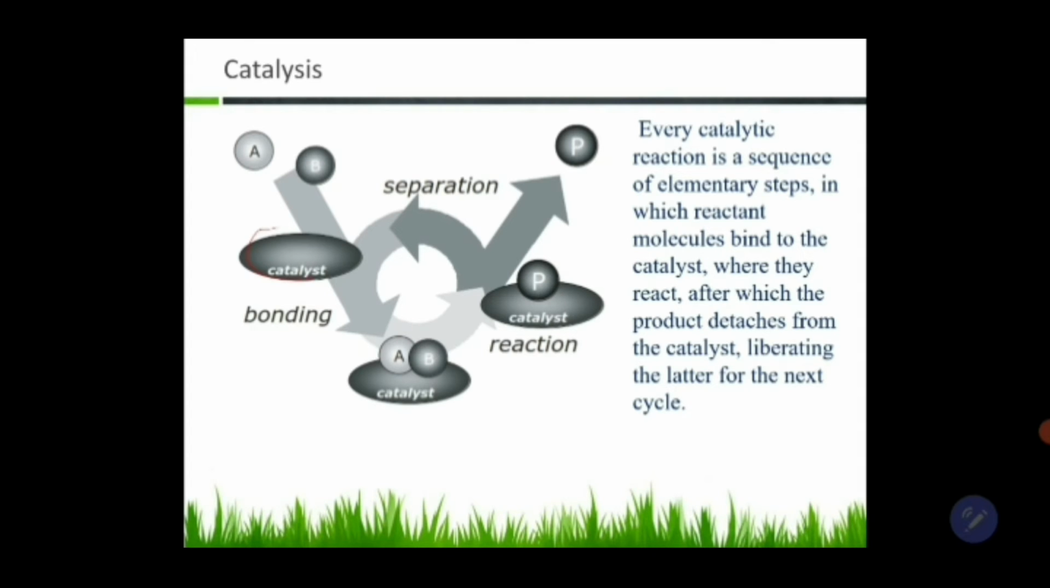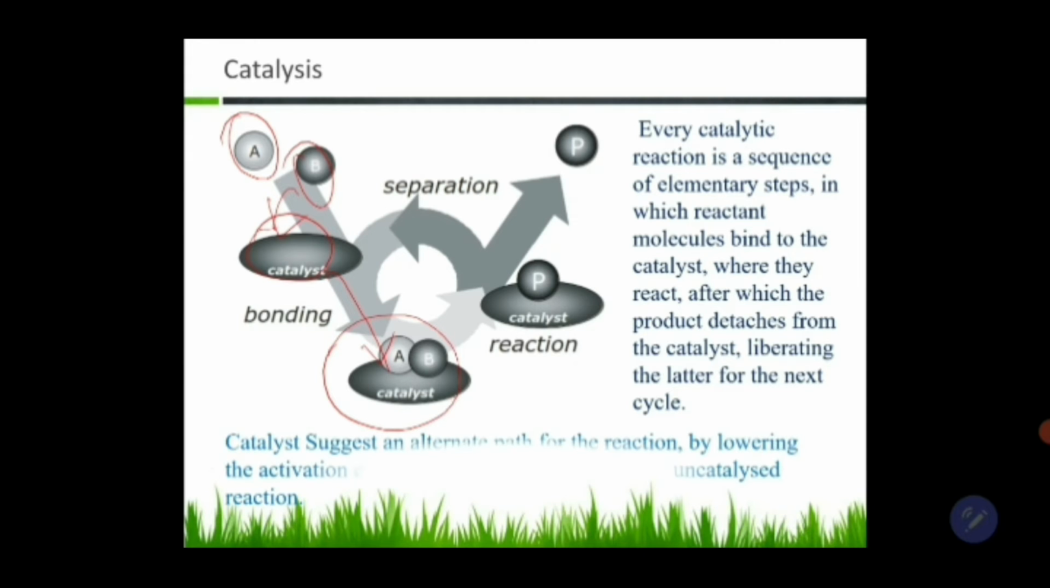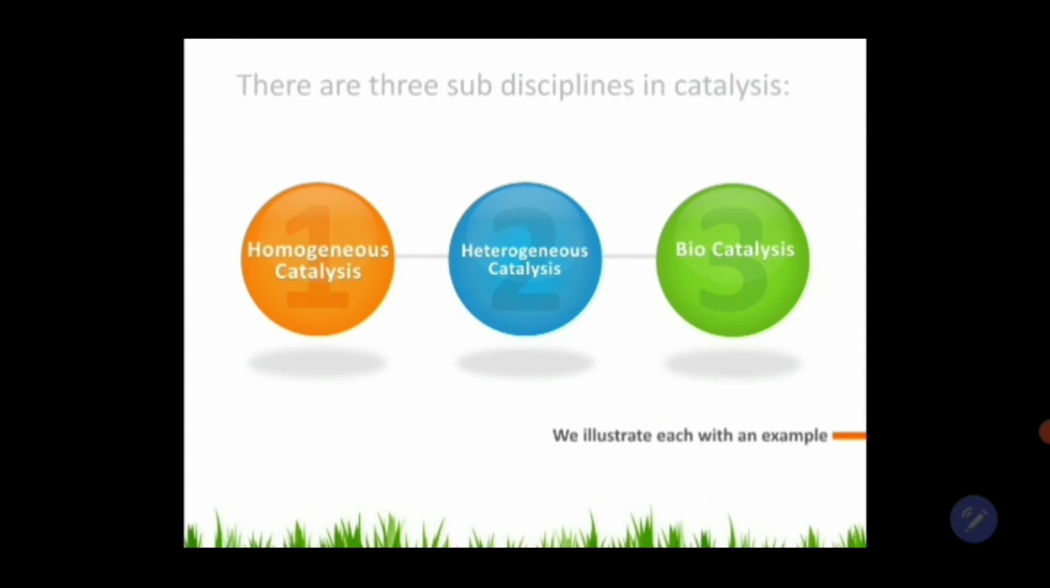So the substrate is binding to the catalyst so that it gets like this, and here the reaction process happens. Then what will happen? The product is getting detached from the catalyst. So how does it happen? Catalysis enhances the rate of the reaction. The catalyst suggests an alternative path for the reaction by lowering the activation energy compared to that required for the uncatalyzed reaction.